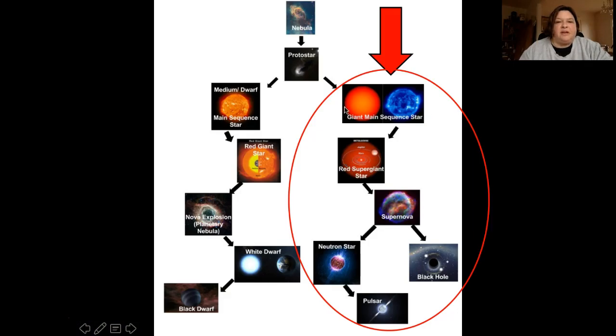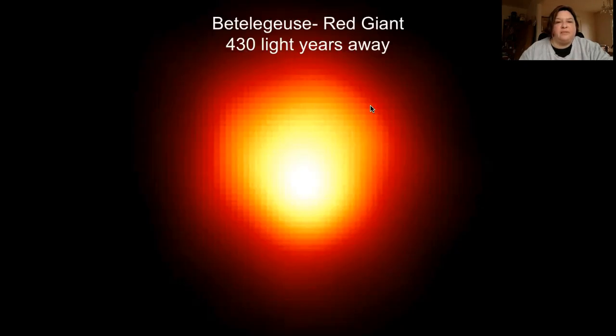Now let's focus on what happens with a large star, so a giant star, something that starts with a huge amount of mass, something that's going to live a much shorter period of time. This is an example of Betelgeuse. Some people call it Betelgeuse. It depends on where you are in the country, kind of like soda or pop. But it's a red giant.